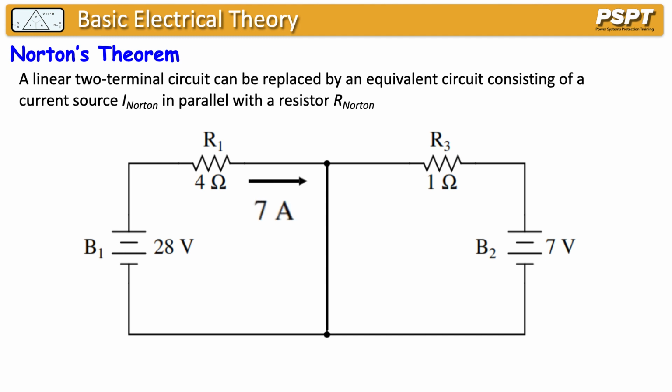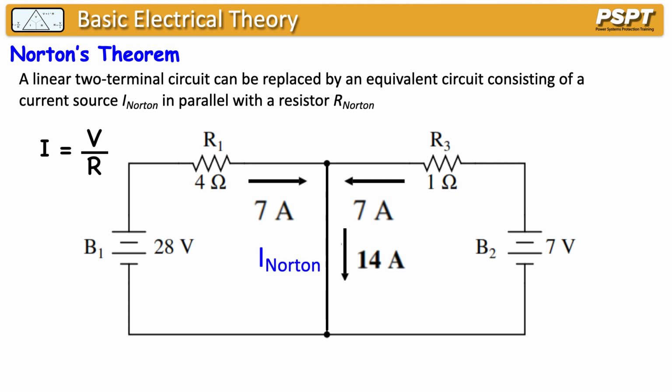And likewise, the current through R3 is now strictly a function of B2's voltage and R3's resistance. 7 amps. And we can again use Ohm's law, I equals V over R. The total current through the short between the load connection points is the sum of these two currents, 7 amps plus 7 amps, which is equal to 14 amps. Therefore, the Norton source current, I subscript Norton, in our equivalent circuit is 14 amps.